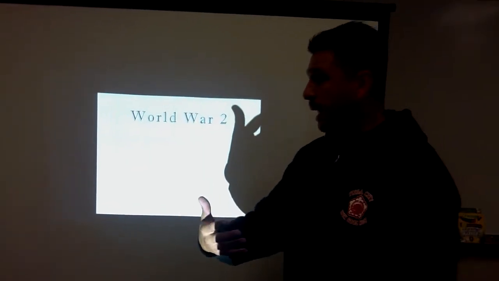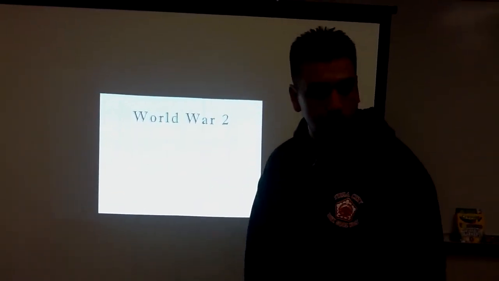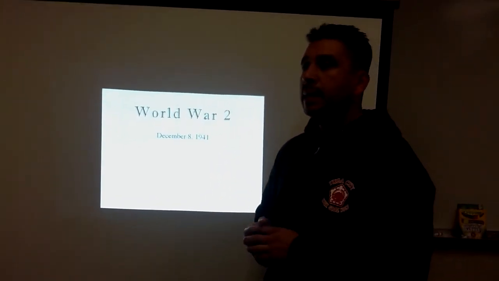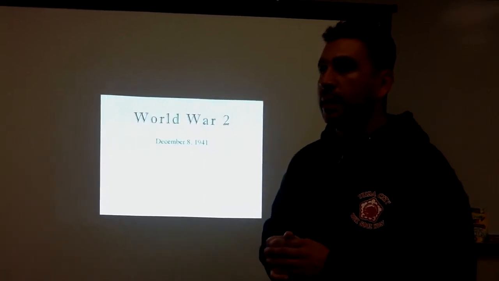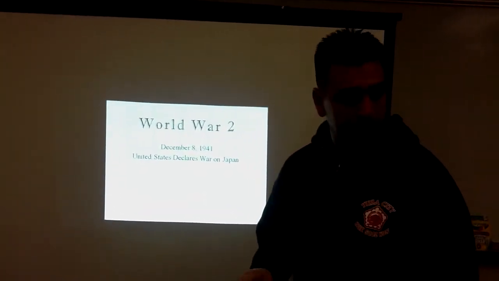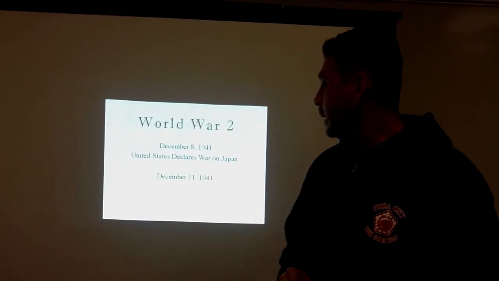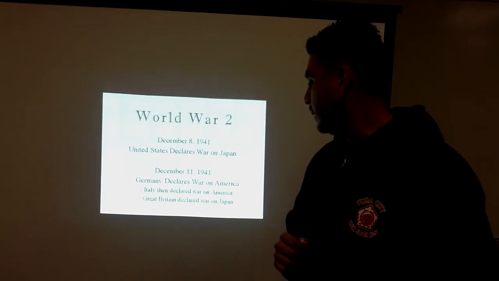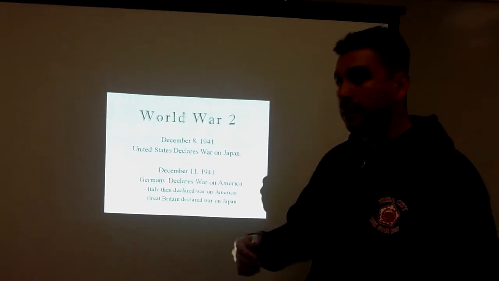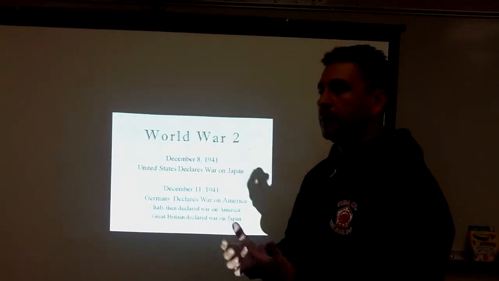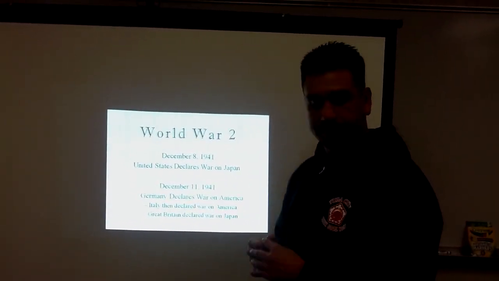Now I would move on to how this got us into World War II. On December 8th, 1941, the United States declared war on Japan because of what happened at Pearl Harbor. And a couple of days later, Germany declared war on the United States, and Great Britain also declared war on Japan. And it talks a little bit about how it all evolved into our participation in World War II.